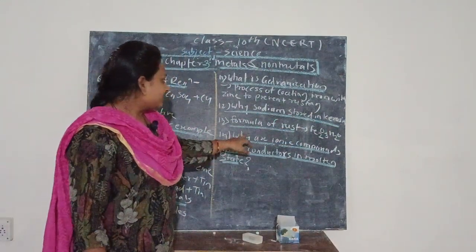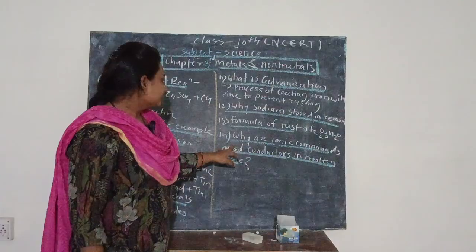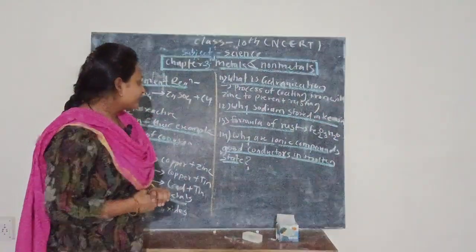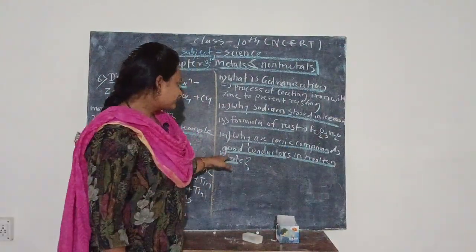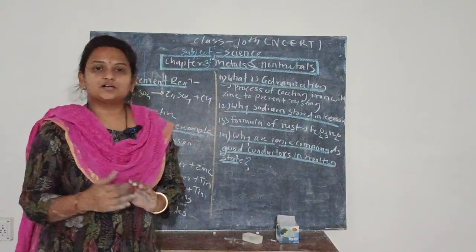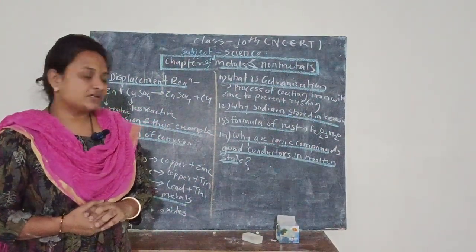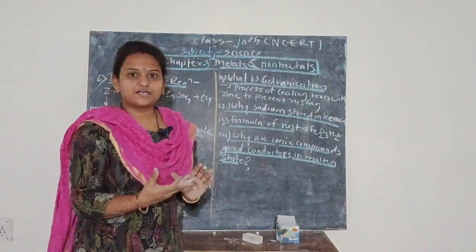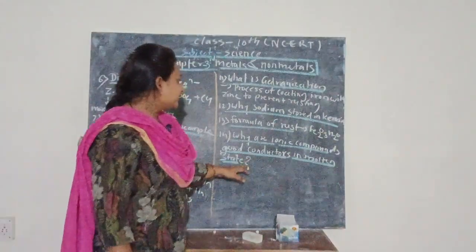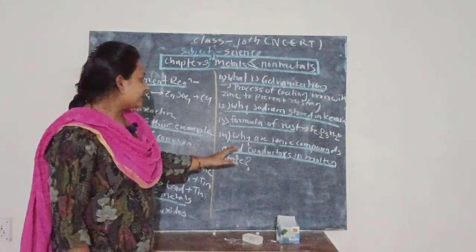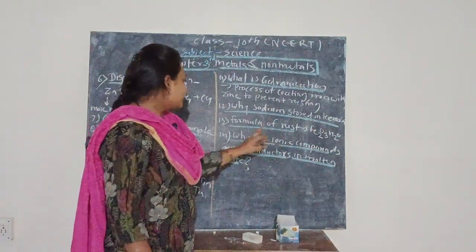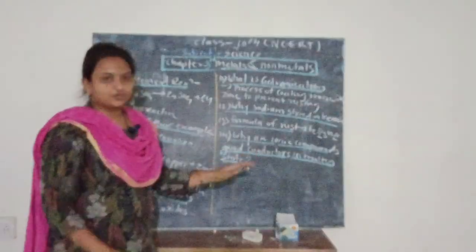Okay. The next question is why are ionic compounds good conductors in the molten state? So here students, you can pay attention. In the molten state, ionic compounds free their ions, so their ions can move freely. Due to this, they can conduct electricity and behave as good conductors. So for that reason ionic compounds are good conductors in the molten state.